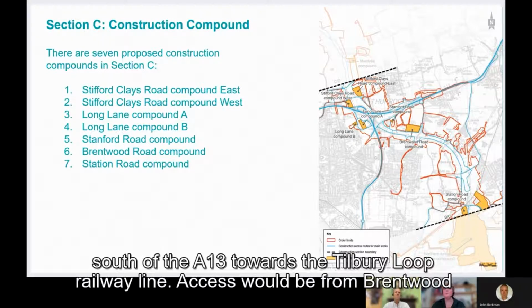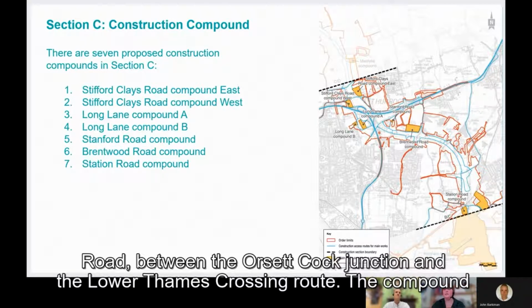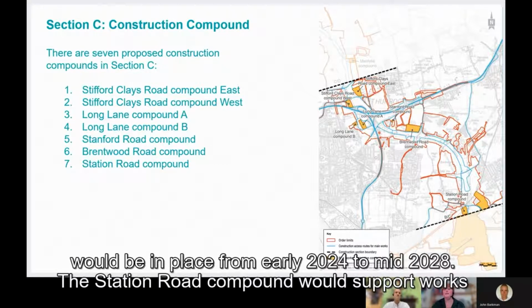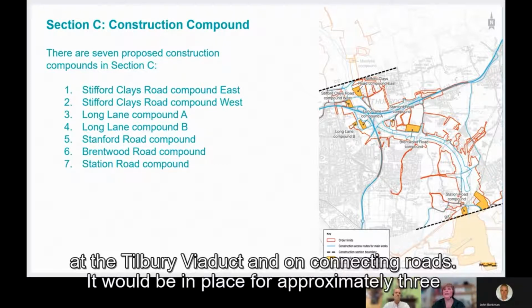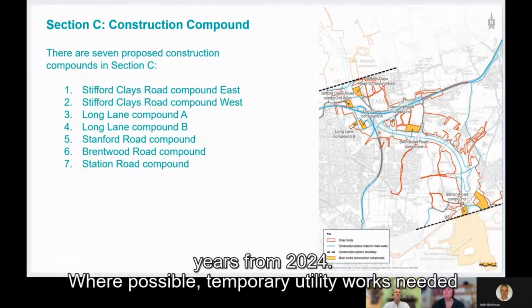The Brentwood Road compound would support works south of the A13 towards the Tilbury Loop railway line. Access would be from Brentwood Road between the Orsett Cock Junction and the Lower Thames Crossing route. The compound would be in place from early 2024 to mid-2028. The Station Road compound would support works at the Tilbury Viaduct and on connecting roads. It would be in place for approximately 3 years from 2024.